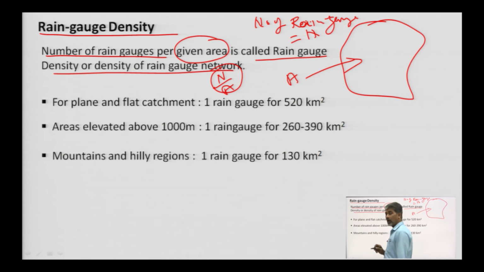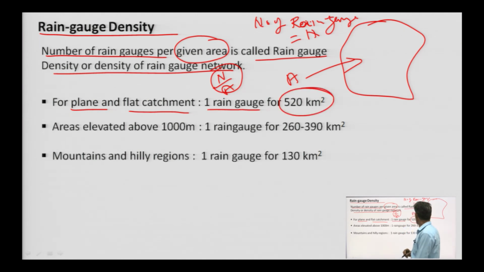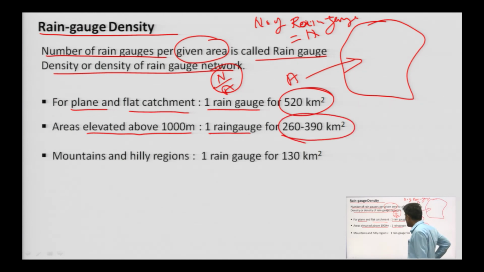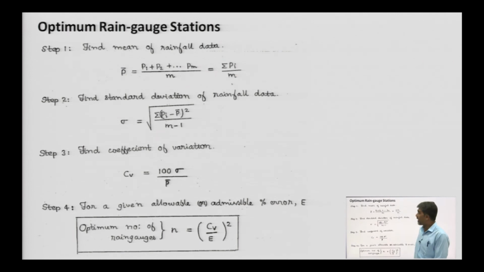There are some thumb rules for the number of rain gauges in a particular area. For plain and flat catchment, one rain gauge for an area of 520 kilometer square is recommended. For elevated areas above 1000 meter, one rain gauge for 260 to 390 kilometer square is recommended. Similarly, for mountainous and hilly regions, one rain gauge is recommended for every 130 kilometer square of area.